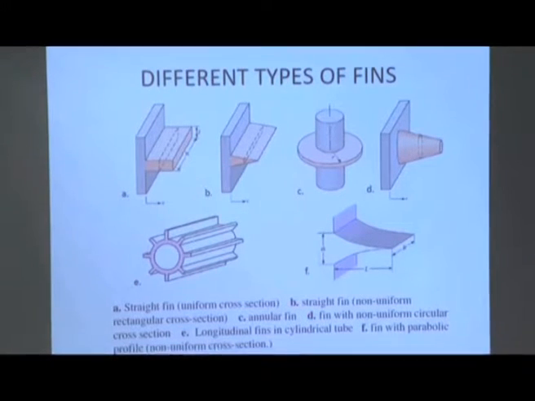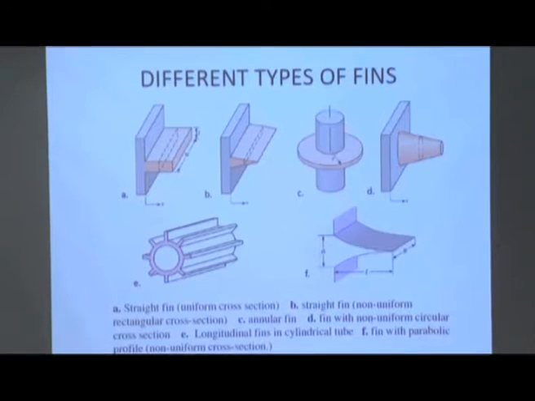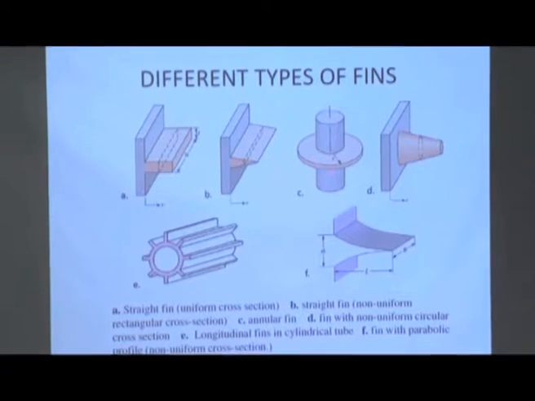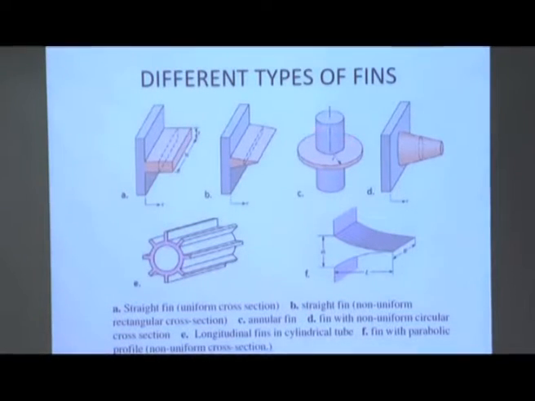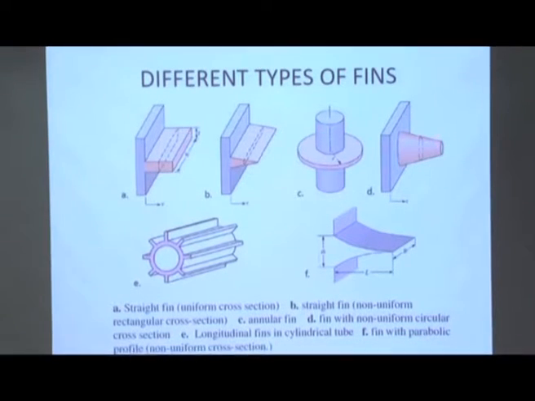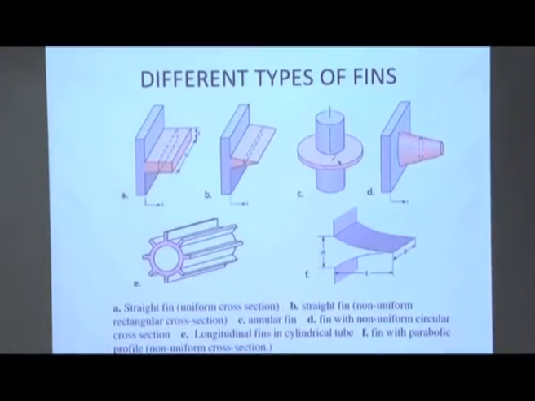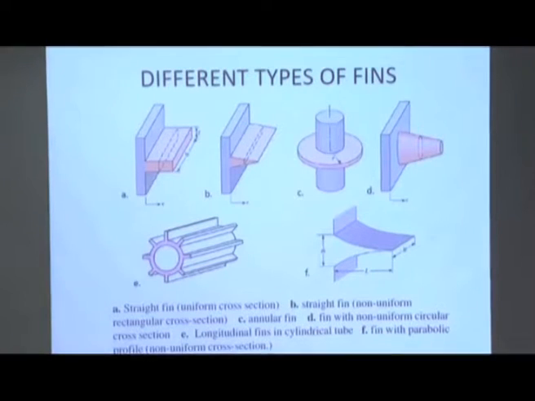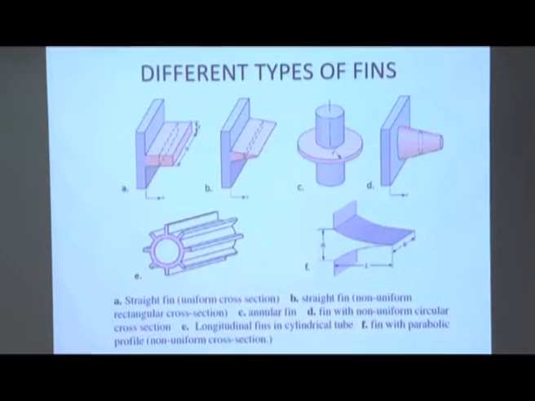These are different types of fins, straight fins but with non-uniform cross section. See, this is an annular fin. Sometimes it is known as circumferential fin. In a cylindrical chamber, these are used sometimes in heat exchangers. This type of fin, this circumferential fin or annular fin, is used. A number of fins may be used. Here also there may be a number of fins. Only one fin is shown. This is one fin with non-uniform circular cross section, like a conical shape. This is sometimes known as a fin with non-uniform circular cross section.